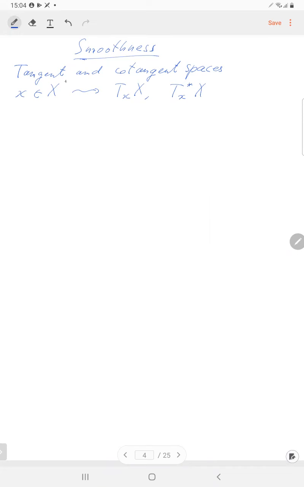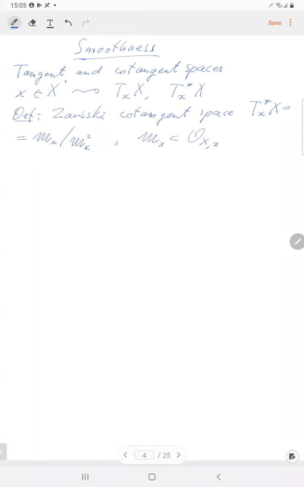Well, we will just define it right away, and you'll see. It's easier to do somehow. It's easier to define the cotangent space and then from it the tangent space. So by definition, the Zariski cotangent space is just the quotient of the maximal ideal modulo its square. In the local ring, the maximal ideal.